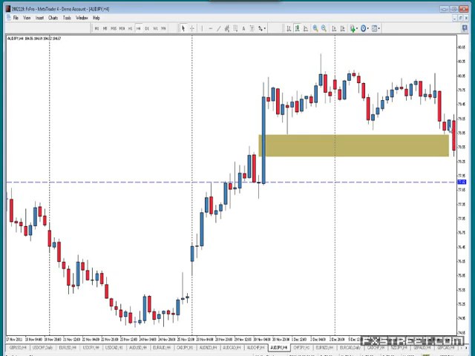So given what you see right now on the chart, how many people here say when you see this, you want to sell? How many people here say sell based on what you see right here? The candle's moved away from the recent price action, so you want to sell. Pan says no.